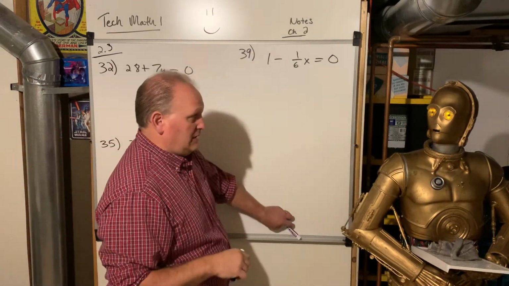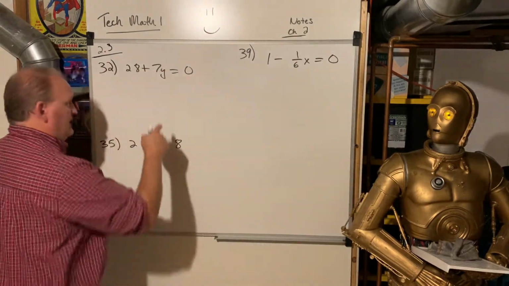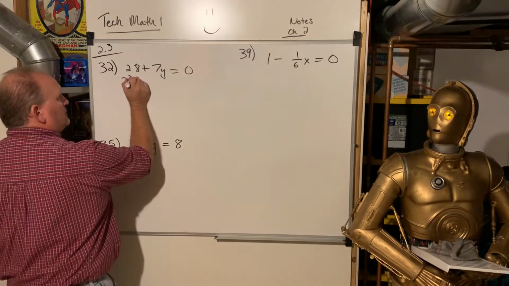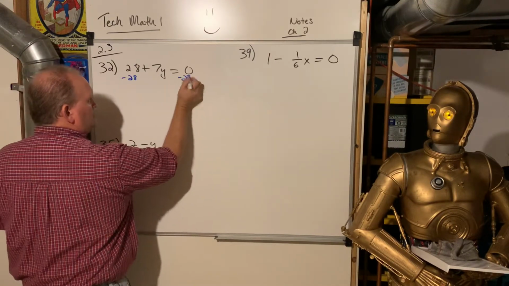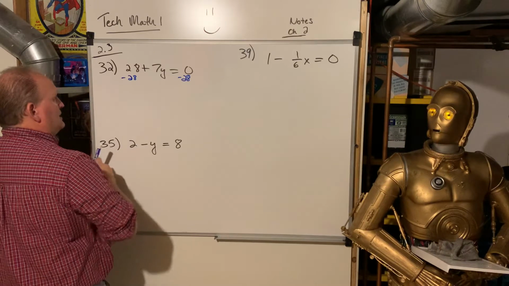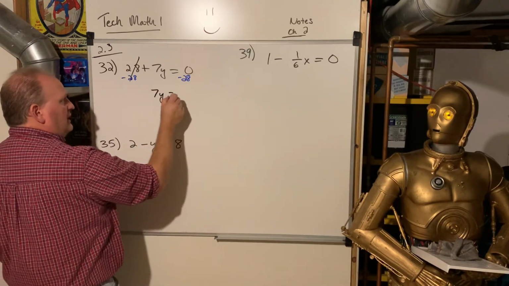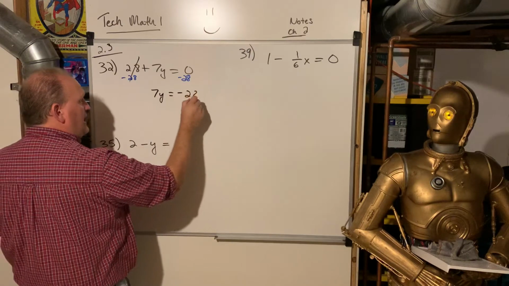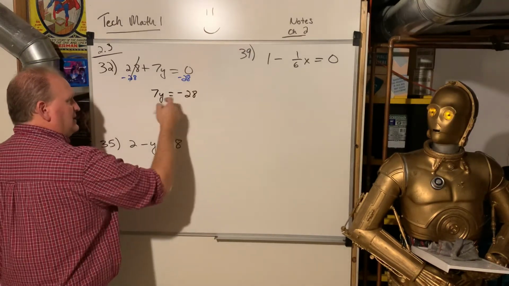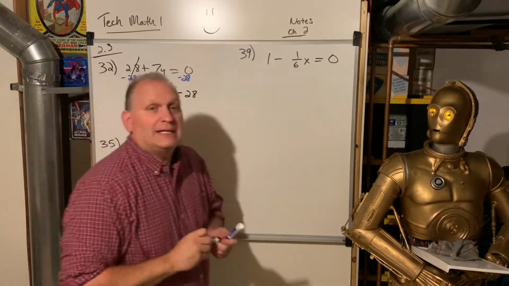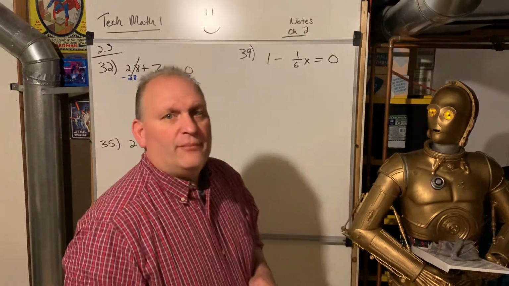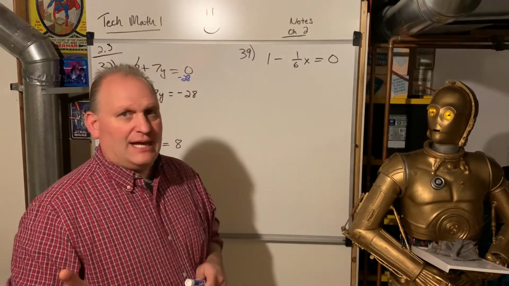Two-step equations. So we have to isolate the variable, get the y all by itself. So we subtract 28 from both sides. And what that does is now we get 7y plus 0, or just plain old 7y, is equal to negative 28. And so it's isolated. Y is all by itself. But we want 1y equals, not 7y.